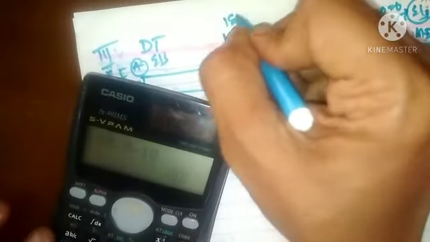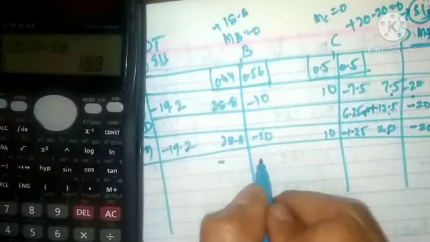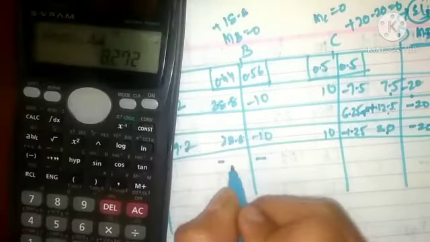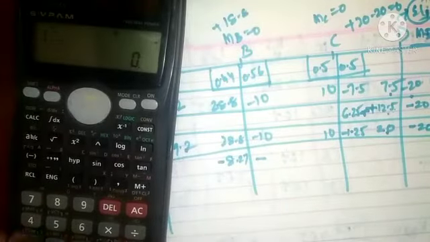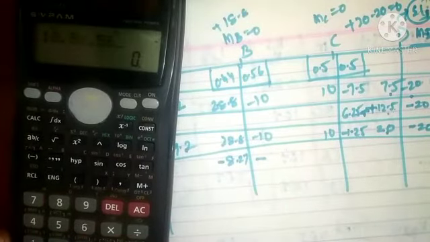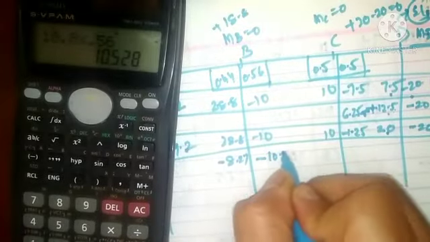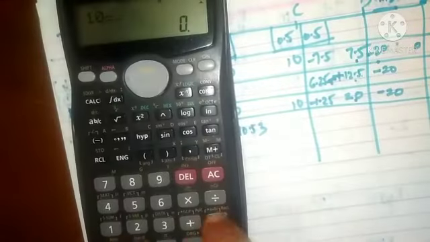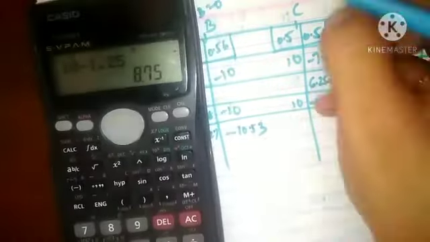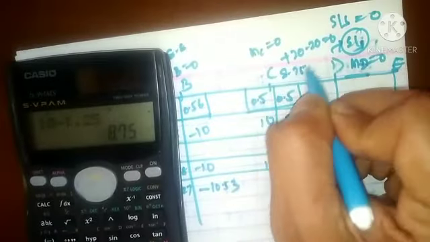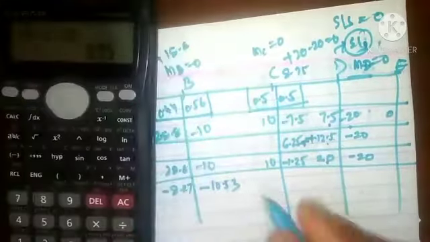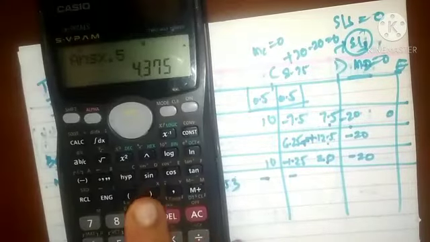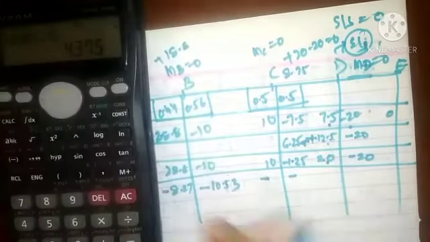18.8 is a positive sign, so you are going to give both the signs as negative. 18.8 into 0.44 is 8.27. Likewise 18.8 into 0.56 will be 10.53, minus. Likewise here, 10 minus 1.25 has a value of 8.75. And what sign do you get here? Positive. So it is minus for both on this side. 8.75 into 0.5 is 4.4838.